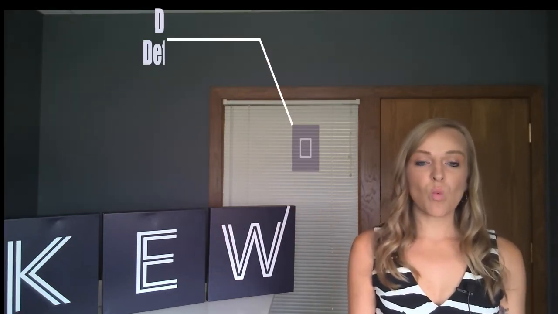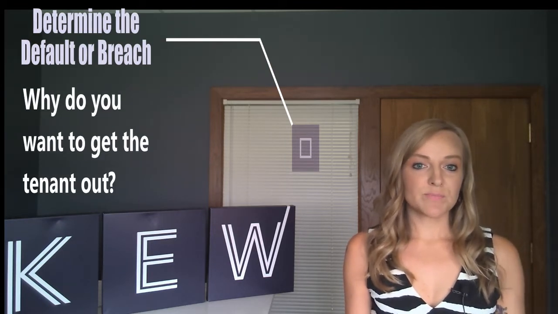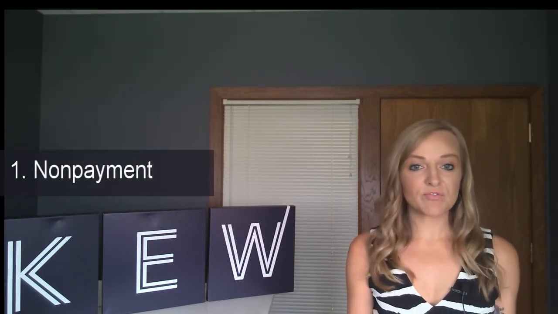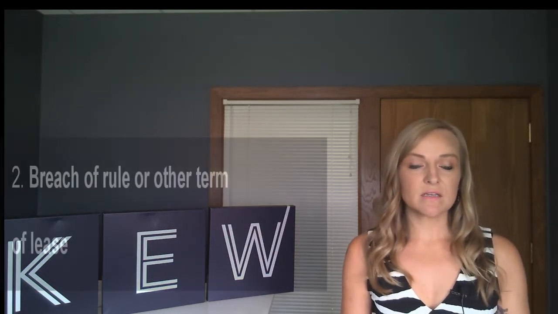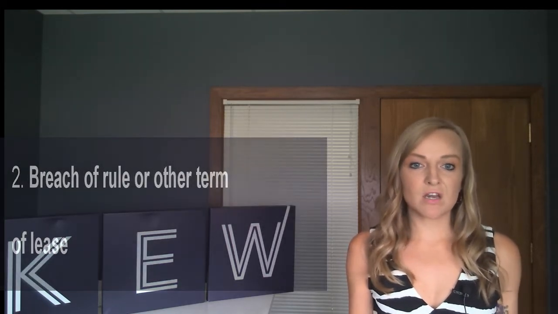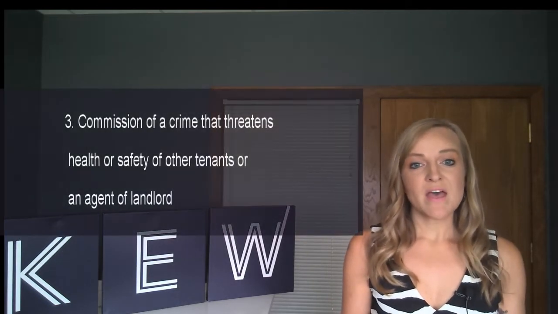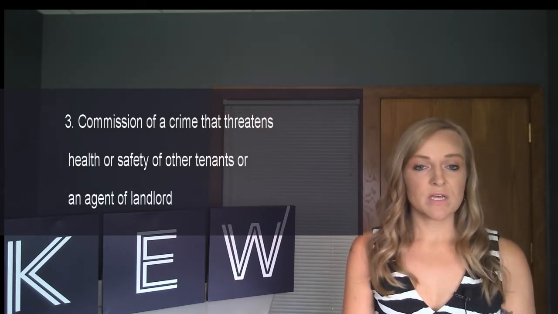Second, determine what the default or problem is. Why is it that you want to get the tenant out? There are going to be 3 main categories. First is non-payment, the most common. Non-payment of rent or non-payment of something else that is due under the lease. The second is going to be a breach of a rule or some other term of the lease, such as having unauthorized guests stay in the apartment. And the third is a commission of a crime that threatens the health or safety of another tenant or of the landlord or agent of the landlord. Now that is very specific, and I'm going to get into more detail on the crime notice later.